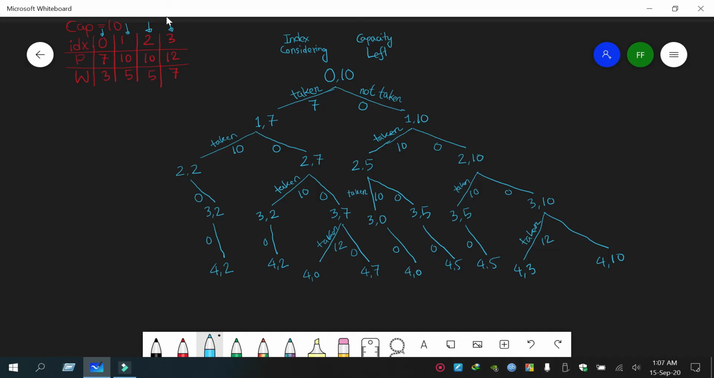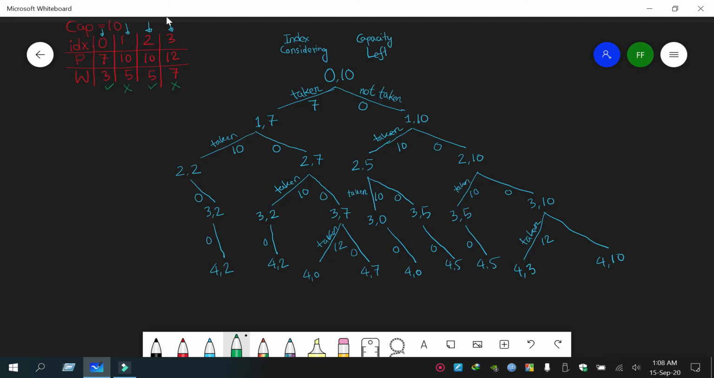Now the tree has gone to some point where the index is 4 and there is no index 4, so no item is left to be considered, and at this point the whole tree is built and every possible scenario is on this tree. So let's say you want to find out a scenario which indicates that you have taken this one, haven't taken this one, have taken this one, and haven't taken this one.